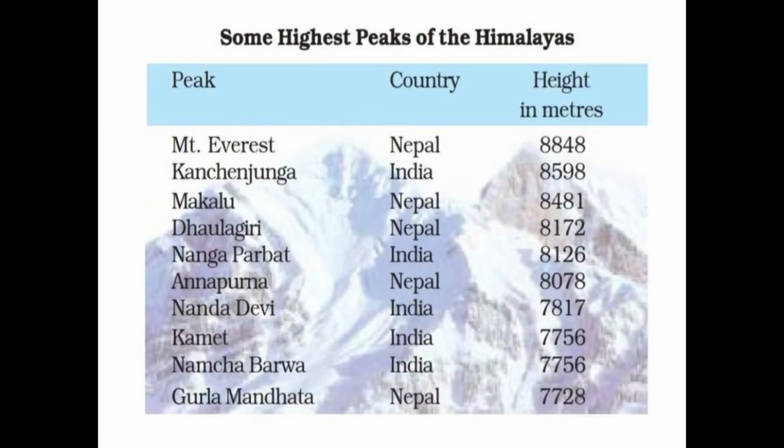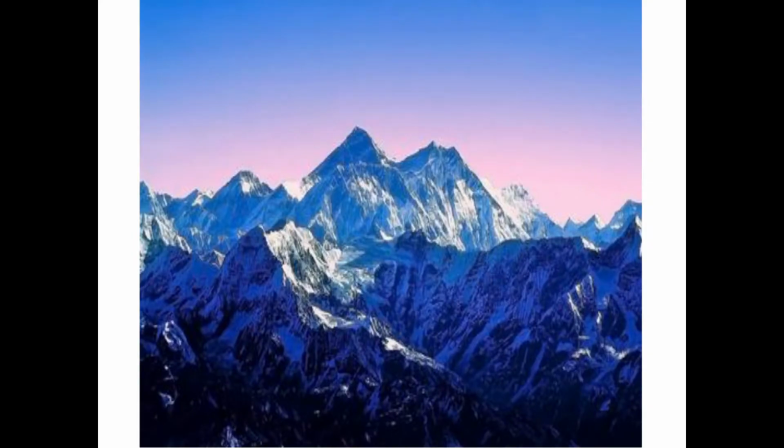We have the location of these mountains in different countries. The highest, Mount Everest, is in the country of Nepal, 8,848 meters. In India, the highest mountain is the Kanchenjunga, 8,598 meters in height. And so on go Makalu, Dhaulagiri, Nanga Parbat, so on and so forth. The picturesque beauty of the mountain ranges, the snow-capped mountains.